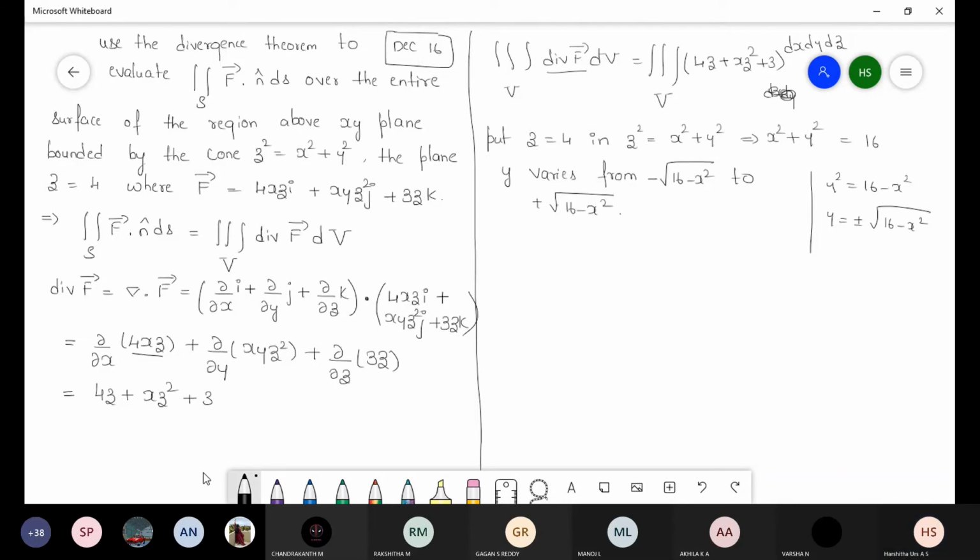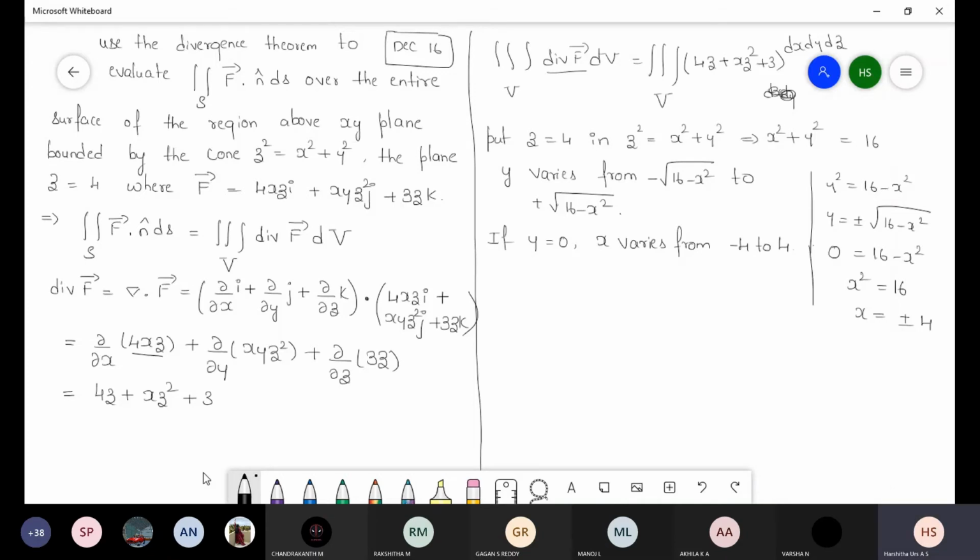minus root of 16 minus x square to plus root of 16 minus x square. Next, if y is equal to 0, then 0 is equal to 16 minus x square. So x square is equal to 16, x is equal to plus or minus 4. So we can write here x varies from minus 4 to plus 4.